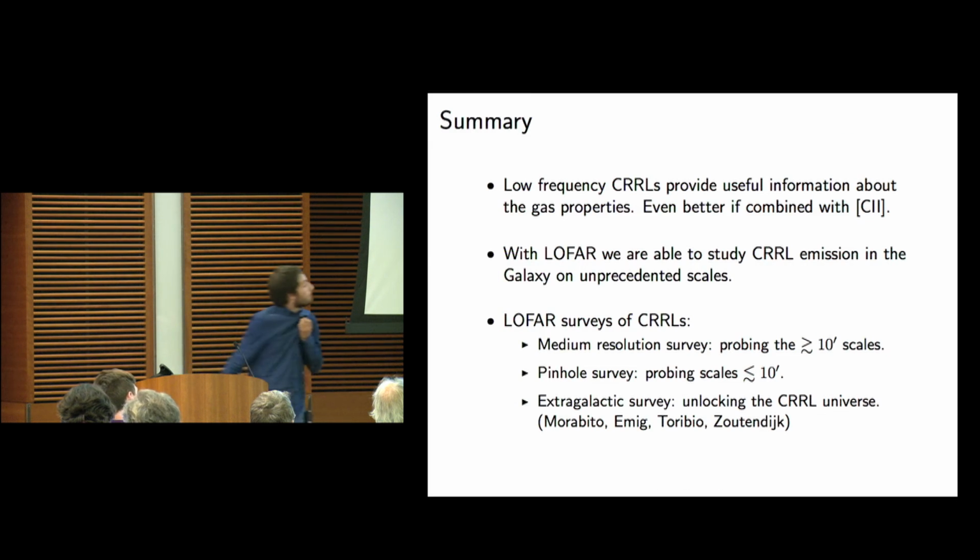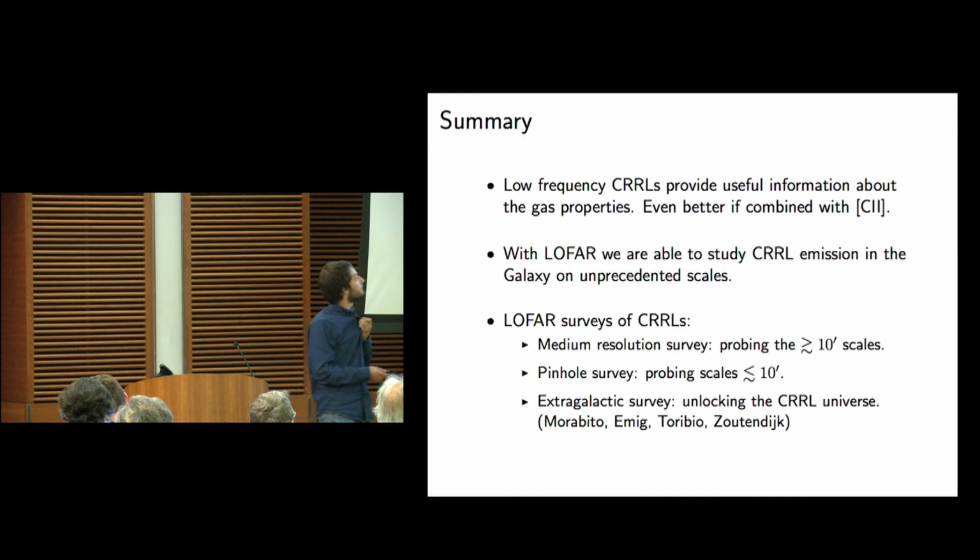So as a summary, low-frequency carbon radio recombination lines provide useful information about the gas properties, in particular temperatures and densities. And this becomes even better if we have C+ observations. And for the first time, we will be able to probe how carbon radio recombination emission looks like in the galaxy on arc-minute scales.